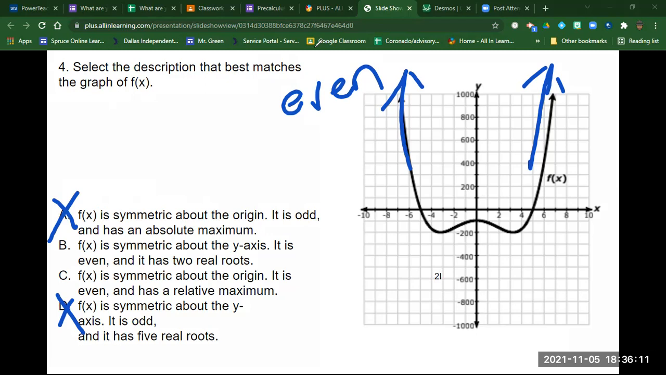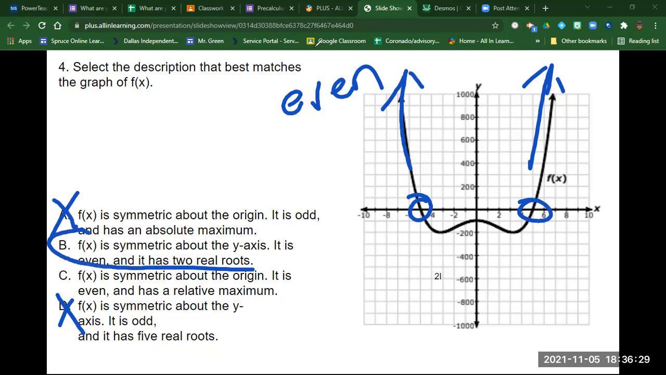So let's see. It's symmetric about the y-axis, is even, and it has two real roots. Well, I see one real root and I see another real root. Okay. Let's look at the other one. Symmetric about the origin? Not if it's an even function, it's not.